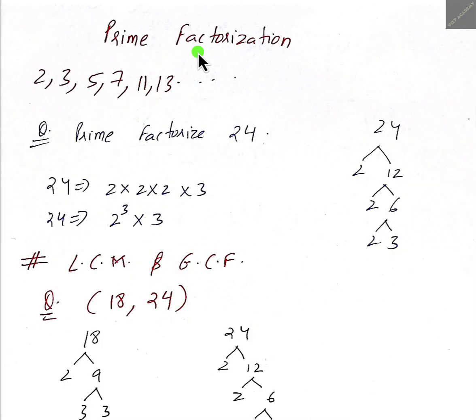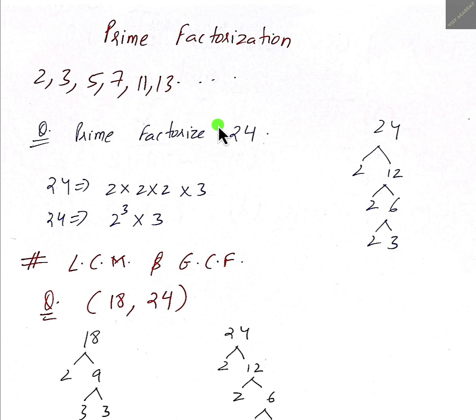So before we start with GCF and LCM, we need to know what exactly is prime factorization. Prime factorization basically involves prime numbers. Prime numbers are those natural numbers that can only be divided by 1 and itself. For instance, 2, 3, 5, 7, 11, 13 and so on.